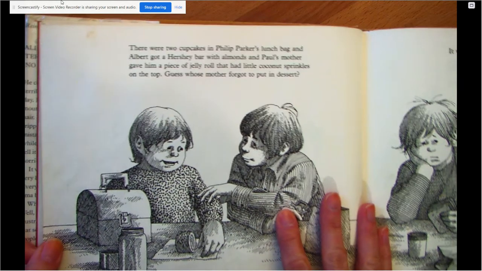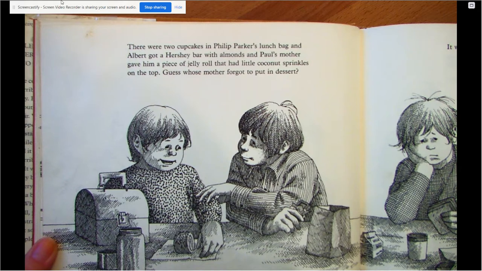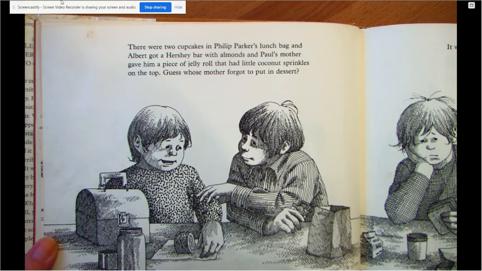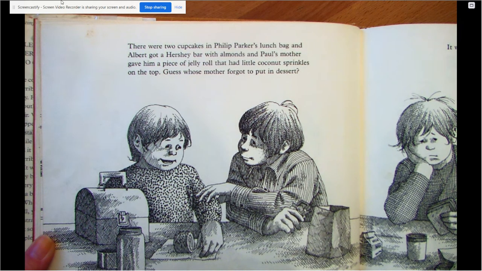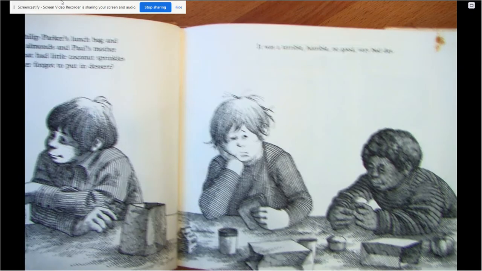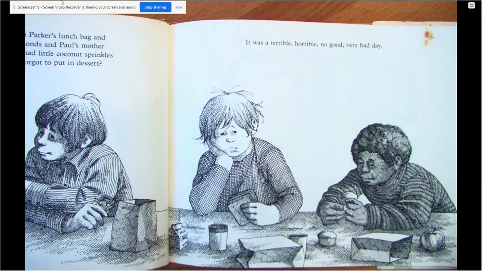There were 2 cupcakes in Philip Parker's lunch bag, and Albert got a Hershey bar with almonds, and Paul's mother gave him a piece of jelly roll that had little coconut sprinkles on the top. Guess whose mother forgot to put in dessert? It was a terrible, horrible, no good, very bad day.